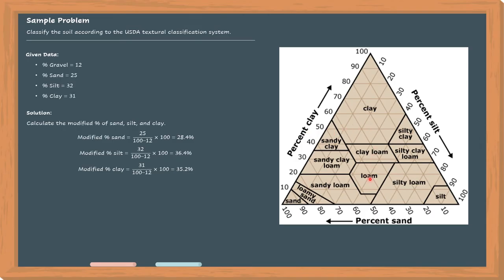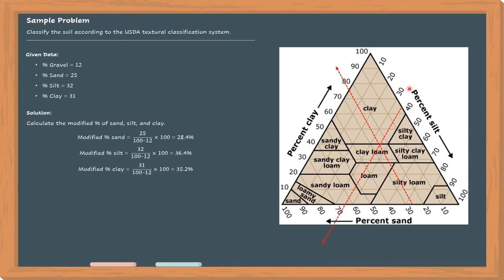Okay, so let's start with percent of sand. So sa percent of sand, 28.4%. So ang positive is going to the left. So that means ang 28% is somewhere here. Yan siya. And then ang percent of silt is 36.4%. So let's go to the side of the triangle corresponding to the percent of silt. Ang positive is going down. So let's plot 36.4 somewhere here.